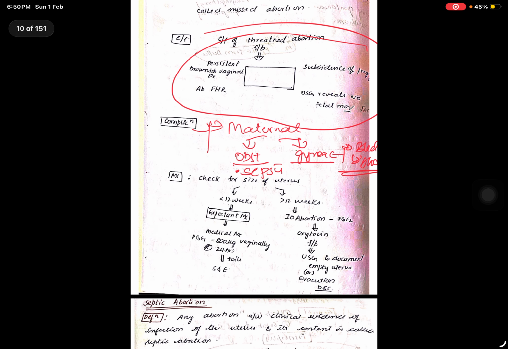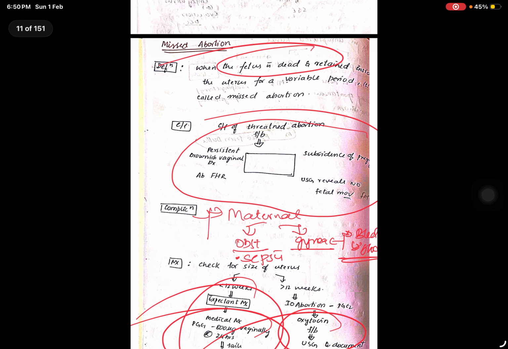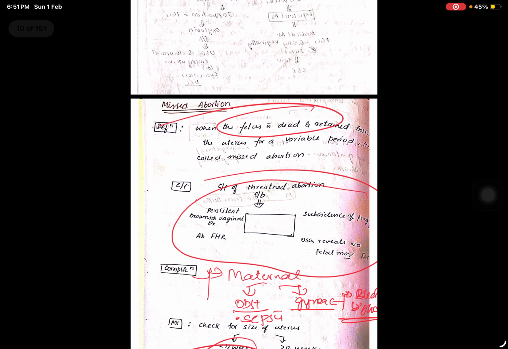Management: again you need to check the size. If it's less than 12 weeks, you can just manage medically and wait, do an expectant approach. But if it's more than 12 weeks, you have to induce labor by giving oxytocin. Okay, I've discussed the concept. Now I'm placing everything into the same part, so that you know what to revise a day before the exam.